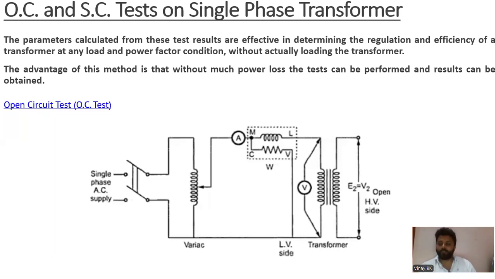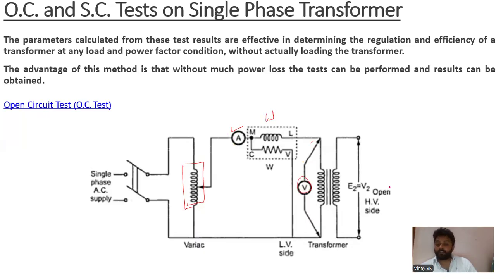So now we can observe the open circuit test circuit diagram. A single phase AC supply is connected to an auto transformer. To measure the current flowing to the primary winding, we'll be using one ammeter. To measure voltage across the primary winding, we'll be using one voltmeter. To measure power on the primary side, we'll be using one wattmeter.